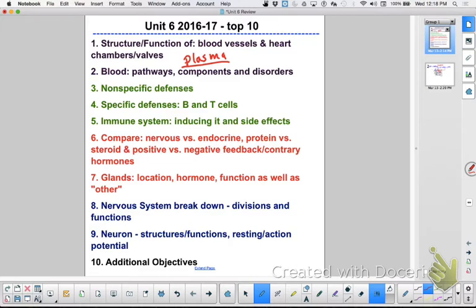Let's start talking about the immune system. The first thing is non-specific defenses. These are things that everybody has. Let's start by saying, how do we keep things out of our bodies? We use hair, skin, mucous membranes, low pH, wax in the ears. Those are all barriers to keep things out of our bodies.